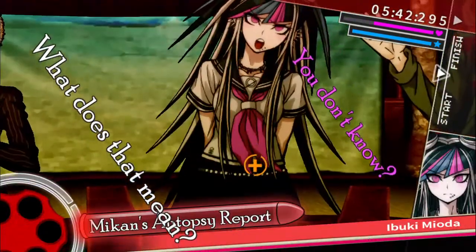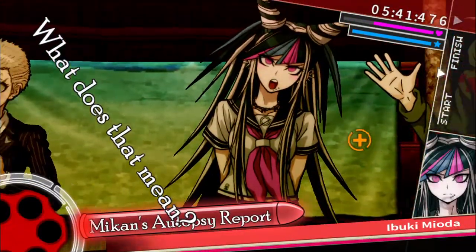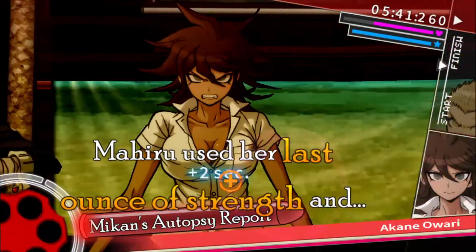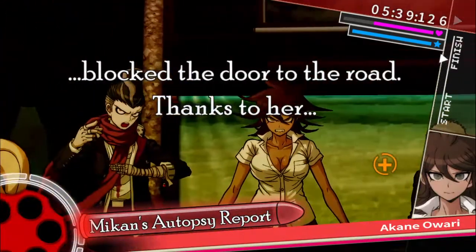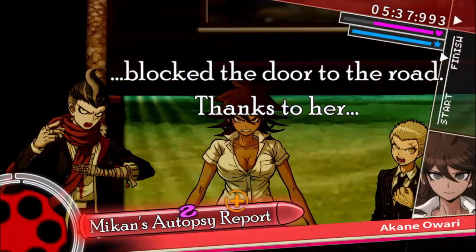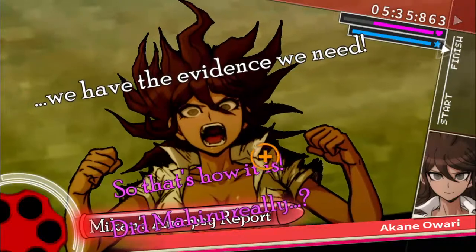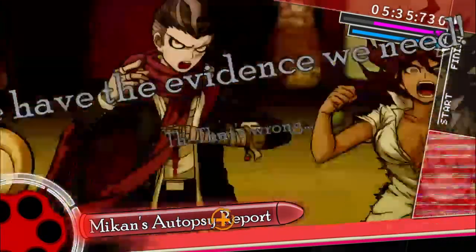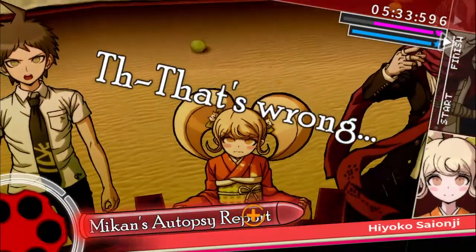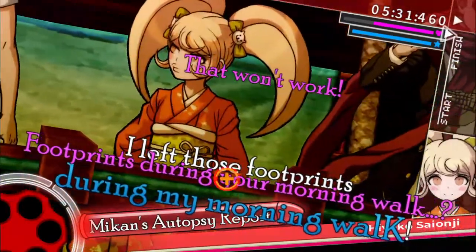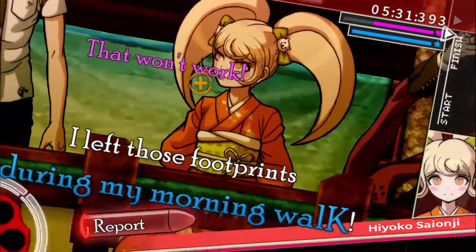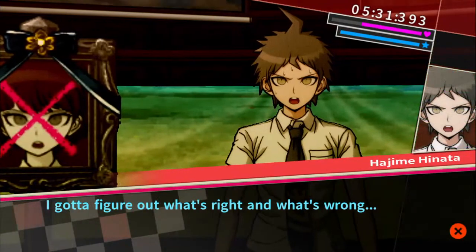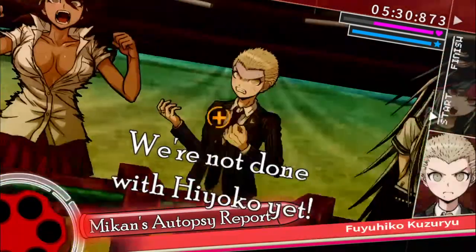What does that mean? Mahiru used her last ounce of strength and blocked the door to the road. Thanks to her, we have the evidence we need. That's wrong! I left those footprints during my morning walk!